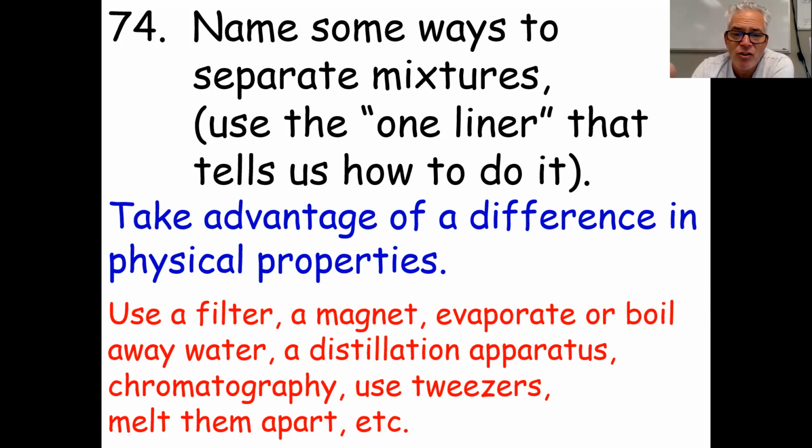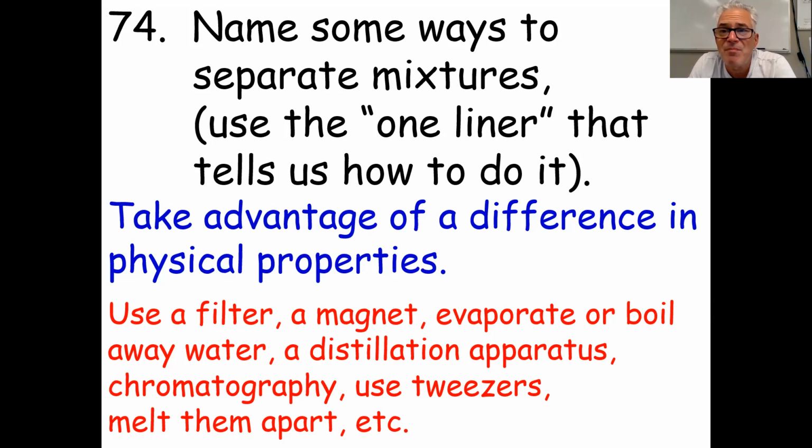Chromatography, that's the picture I showed you, and I don't know if we did that yet, but we will use water to separate the colors of ink, and it will show different colors that are mixed together, and they will separate based upon whether they're soluble in water or not, or how dense they are, and they'll go for short rides or long rides in the water. We could use tweezers to take apart the iron and the sulfur. Iron is going to be a black metal, and the sulfur is a yellow powder. We could do that. It'd be slow, but we could do that. Take advantage of a difference in color, or we could melt them apart. We can use any physical properties that are actually different.